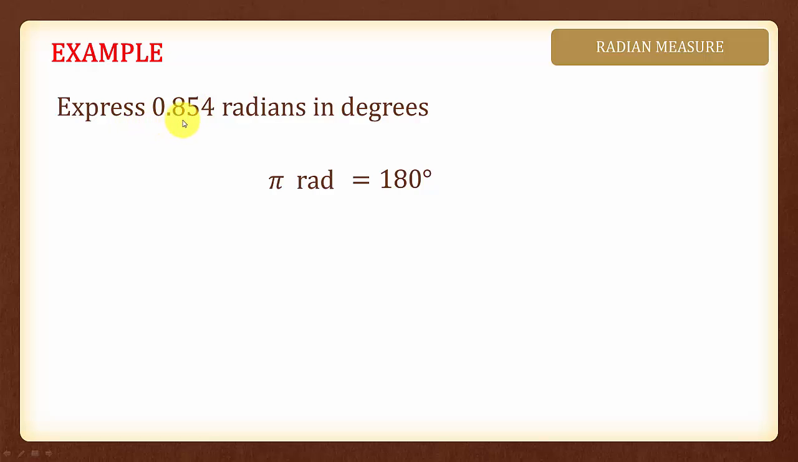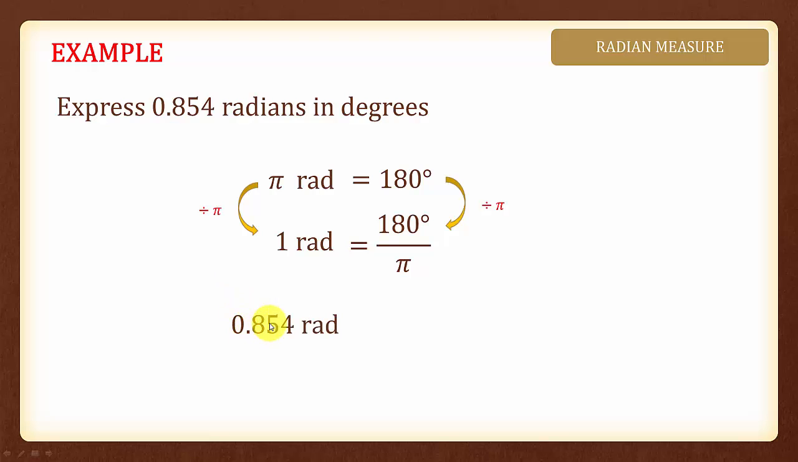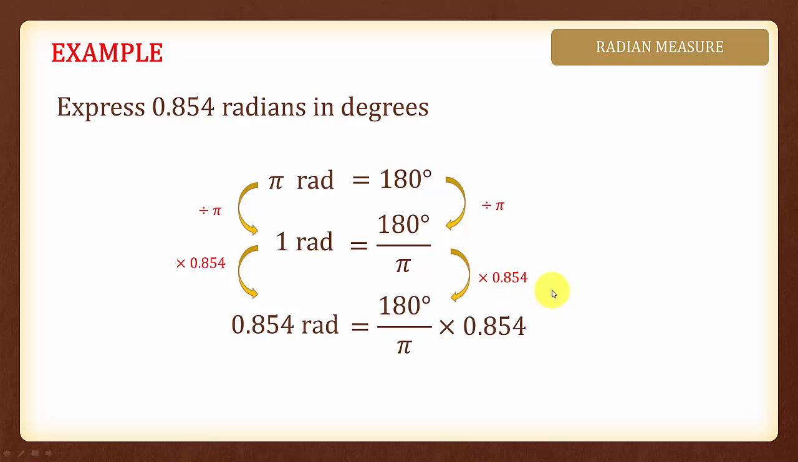Next, we will express 0.854 radian in degrees. We will start off with the conversion rate pi radian equals 180 degrees. First, we need to find 1 radian by dividing by pi on both sides. And to find 0.854 radian, we will multiply 0.854 on both sides to give us 48.9 degrees. Therefore, 0.854 radian is equal to 48.9 degrees rounded off to 1 decimal place.